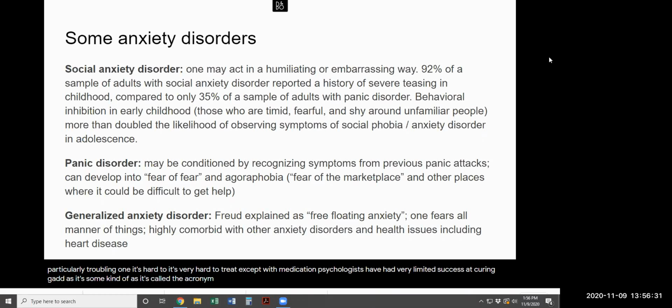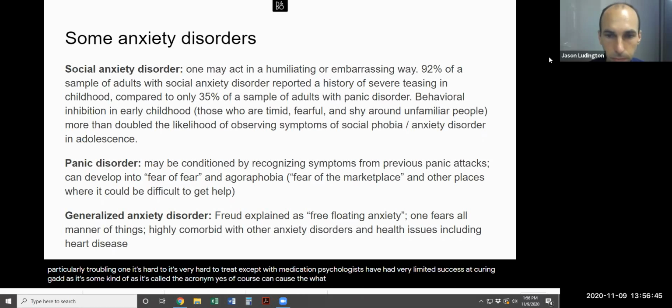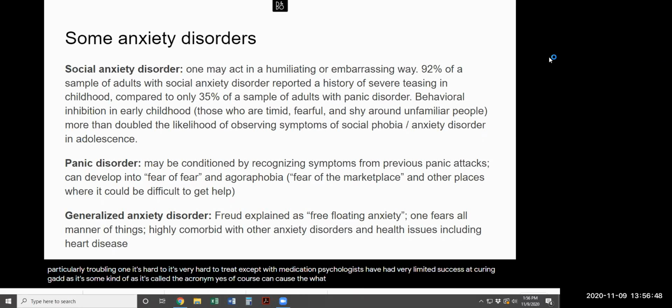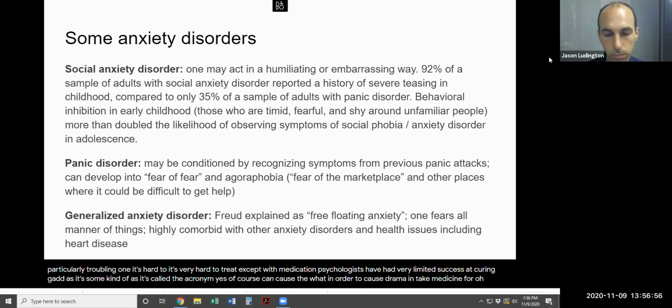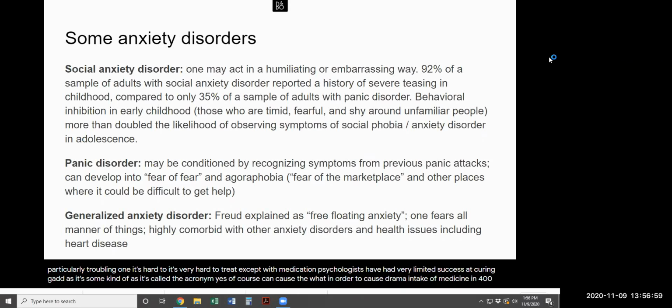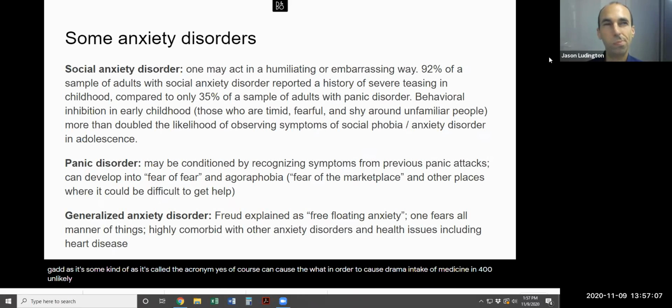Mr. Jason, I wonder if panic disorder and anxiety disorder can also be caused by the intake of medicine for another mental disorder. Can panic disorder and anxiety disorder be caused by medicine taken for another disorder? Like if one has depression, can the medicine they take also result in having panic disorder? Unlikely, but possible. I don't know.